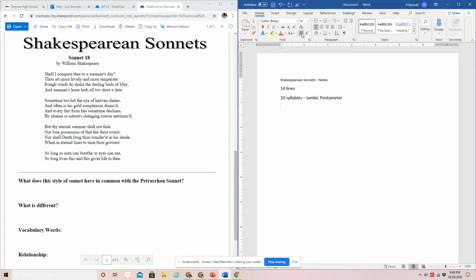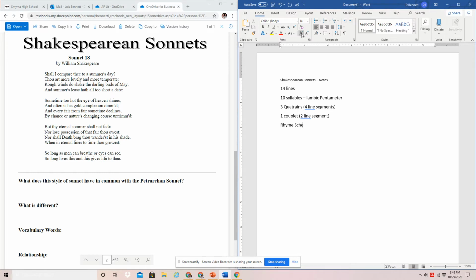Instead of being divided into two stanzas of 8 lines and 6 lines, like a Petrarchan sonnet, the 14 lines of a Shakespearean sonnet are divided into 3 quatrains, which means 4-line segments, and 1 couplet, which means a 2-line rhymed segment. And so, since they are divided differently, there is also a different rhyme scheme.